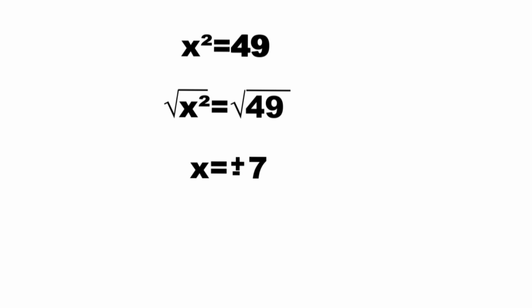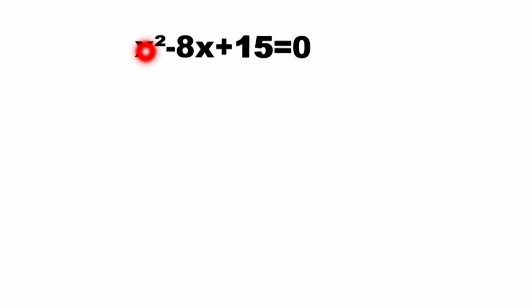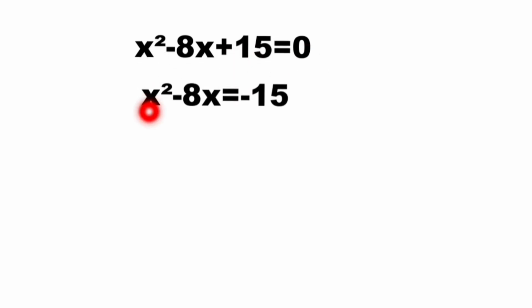So the same value. Now we have x squared minus 8x plus 15 equals 0. And this is not a perfect trinomial square. So we are going to make both sides of the equation a perfect square. Let's first transpose this 15 to the right side of the equation, making it negative. So x squared minus 8x equals negative 15.